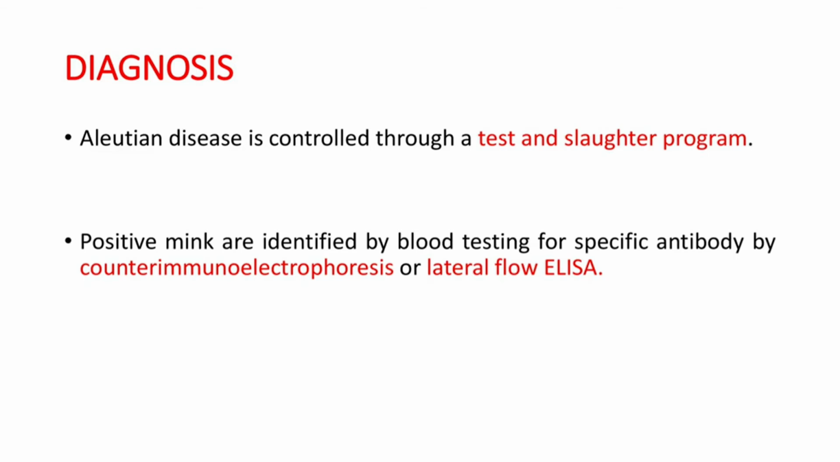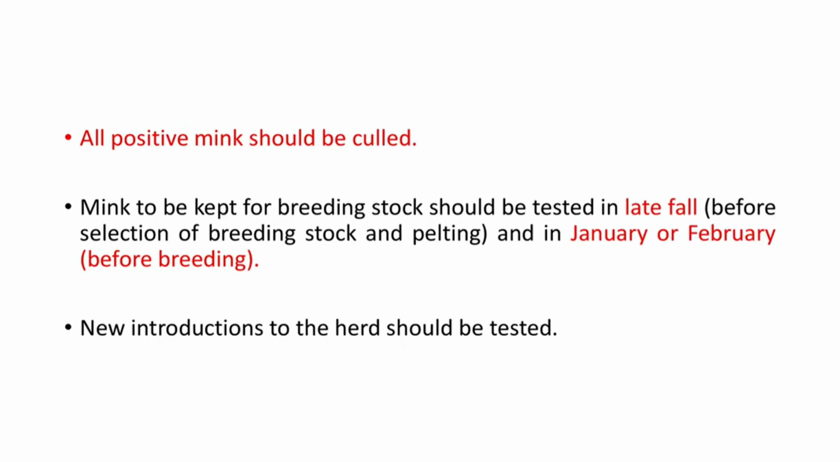Now let's see the diagnosis. Aleutian disease is controlled through a test and slaughter program. So that's very important. Positive mink are identified by blood testing for specific antibody, by counter immunoelectrophoresis or lateral flow ELISA. All positive mink should be culled.